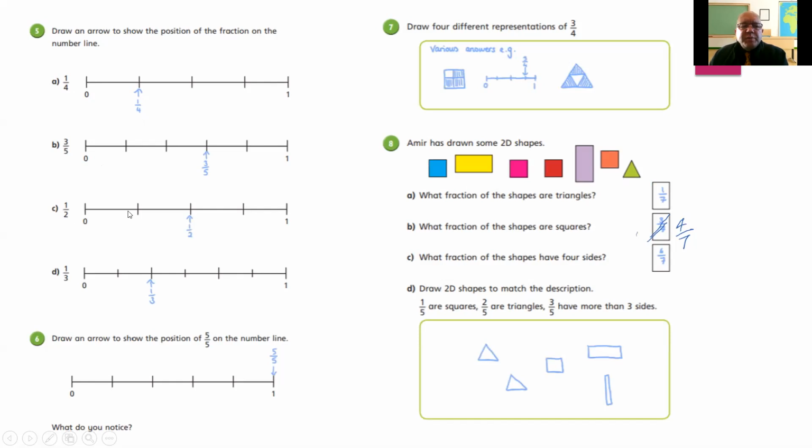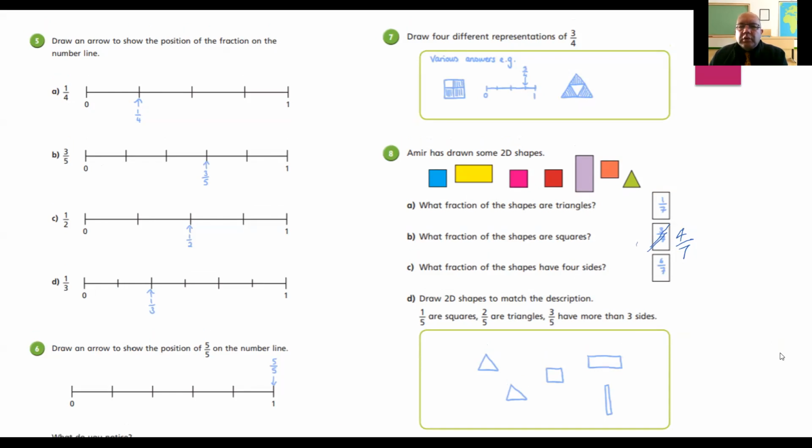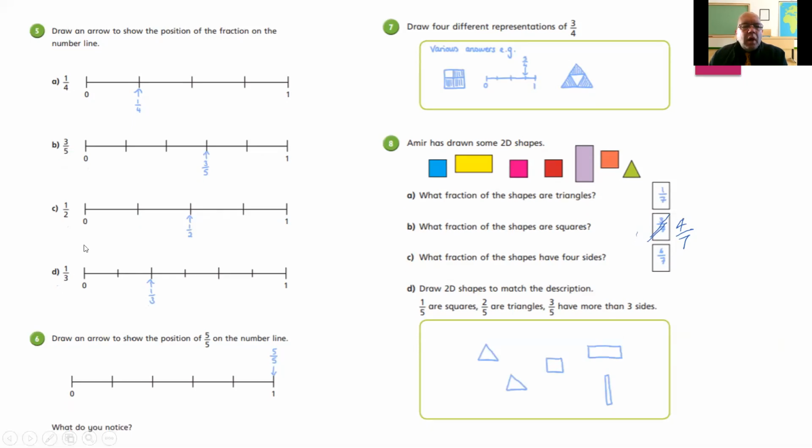On C, well, we'll split it into 4, but we can see where the halfway mark is. It's there on marker number 2. And on D, sorry about that. We've got 6 sections, but if you look, there's 3 larger markers. So our third comes up on the first marker there, 1/3.